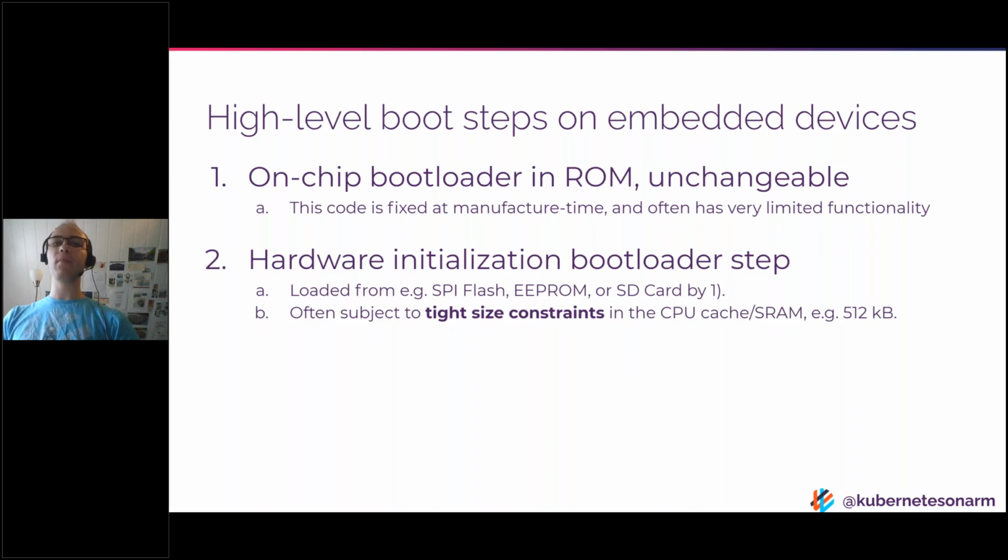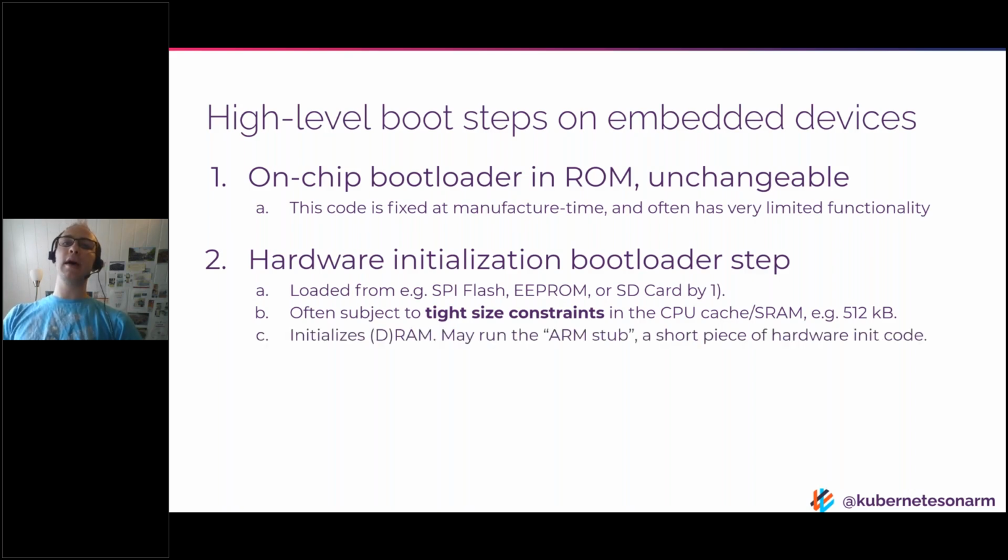And the second one is often subject to really tight size constraints, because it's running in the CPU cache or in the static RAM that is often limited to something like half a megabyte. What is the purpose of this second bootloader? Well, it is to initialize the RAM, the dynamic RAM, among other things, depending on the system on chip. On ARM it's called an ARM stub, a short piece of hardware initialization code.